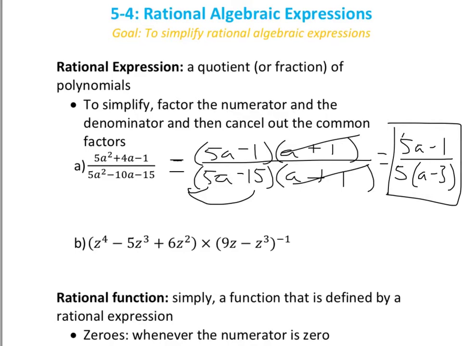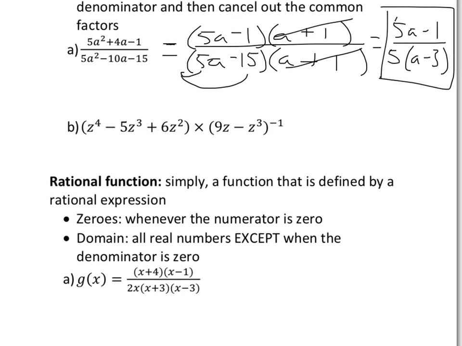The second one here, I just wanted to show you because it's written in a different way. Remember, we just worked with negative exponents. These polynomials are multiplied by each other, but since this one over here is to the negative 1 power, you're just moving it down to the denominator. So we've got z to the 4th minus 5z cubed plus 6z squared all over 9z minus z cubed. This is really the same thing as what we were doing above, just written in a different way. I just wanted to show you that it's something that comes up.